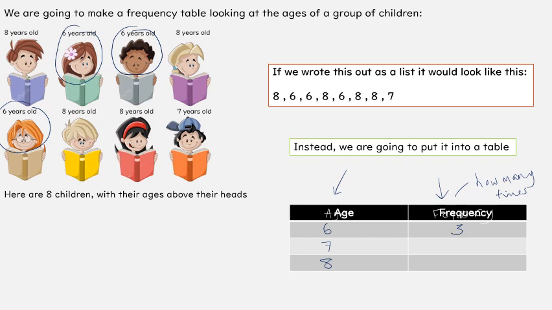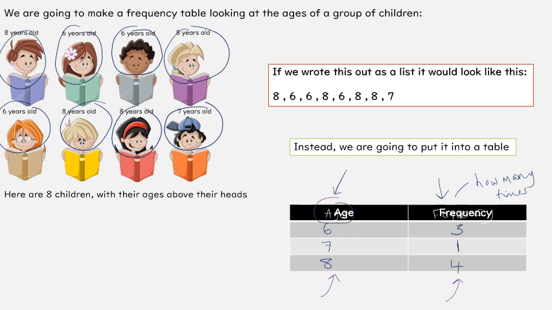Okay. How about 7-year-olds? Well, there's 1 here. There's just 1, isn't there? So the frequency, how many times are there 7-year-olds? Just 1. And then that leaves me with the 8-year-olds, which is 1, 2, 3, and 4. So the left-hand side shows us what we're talking about. We're looking at the age of some children. The right-hand side, or the frequency, tells us how many are in each group. So this is saying there's 3 6-year-olds, 1 7-year-old, and 4 8-year-olds.